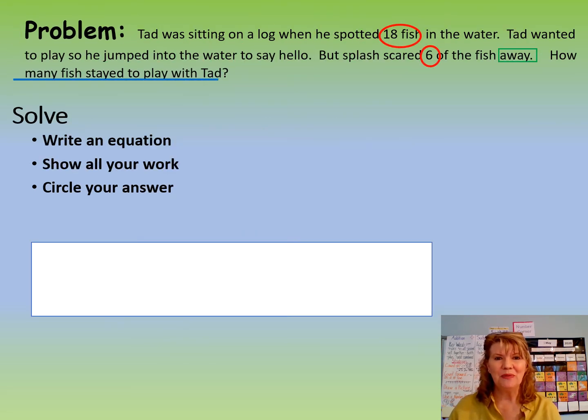Now we need to do the problem. We need to write an equation, show all of our work, and circle our answer. So 13 minus 6 equals 7. And don't forget to circle your answer.